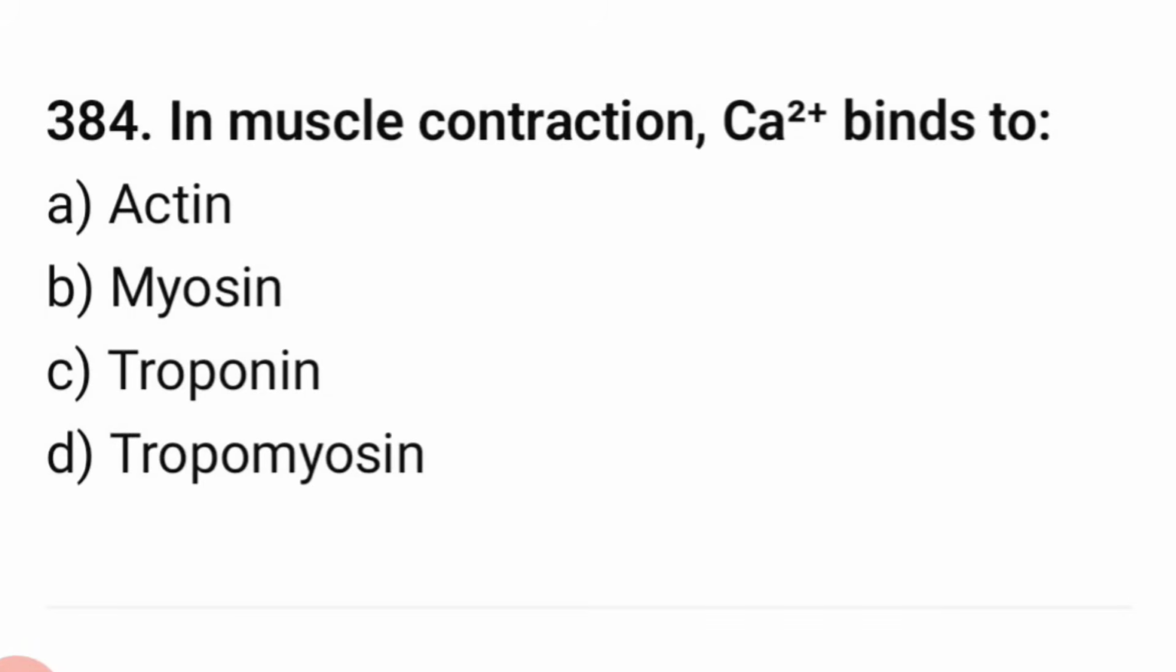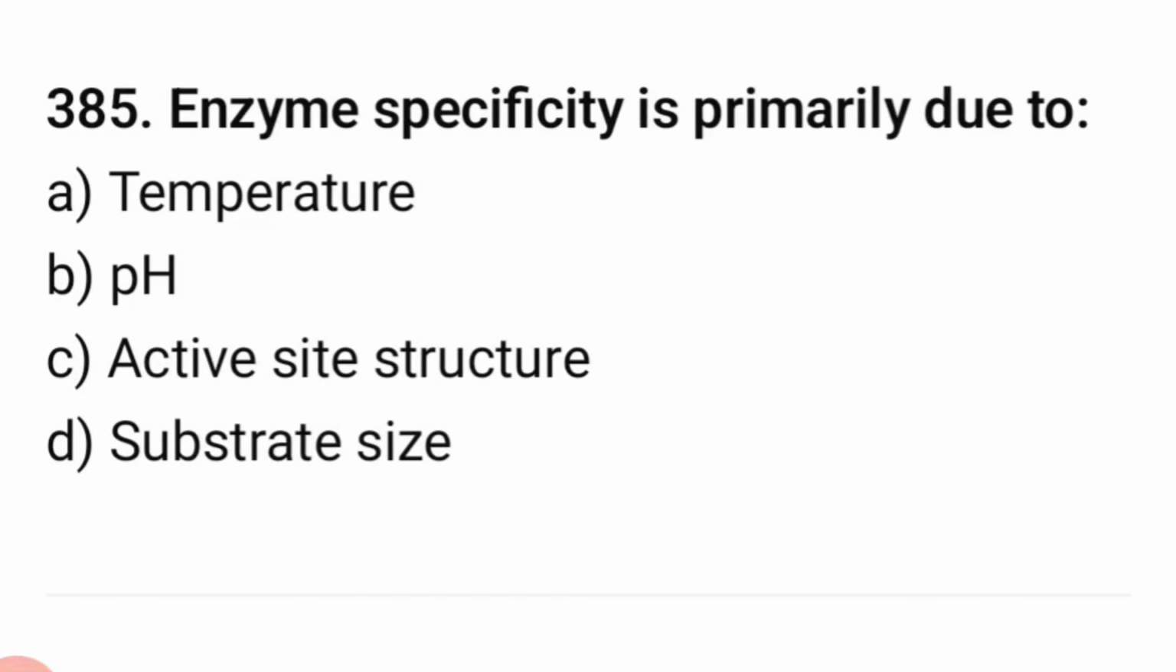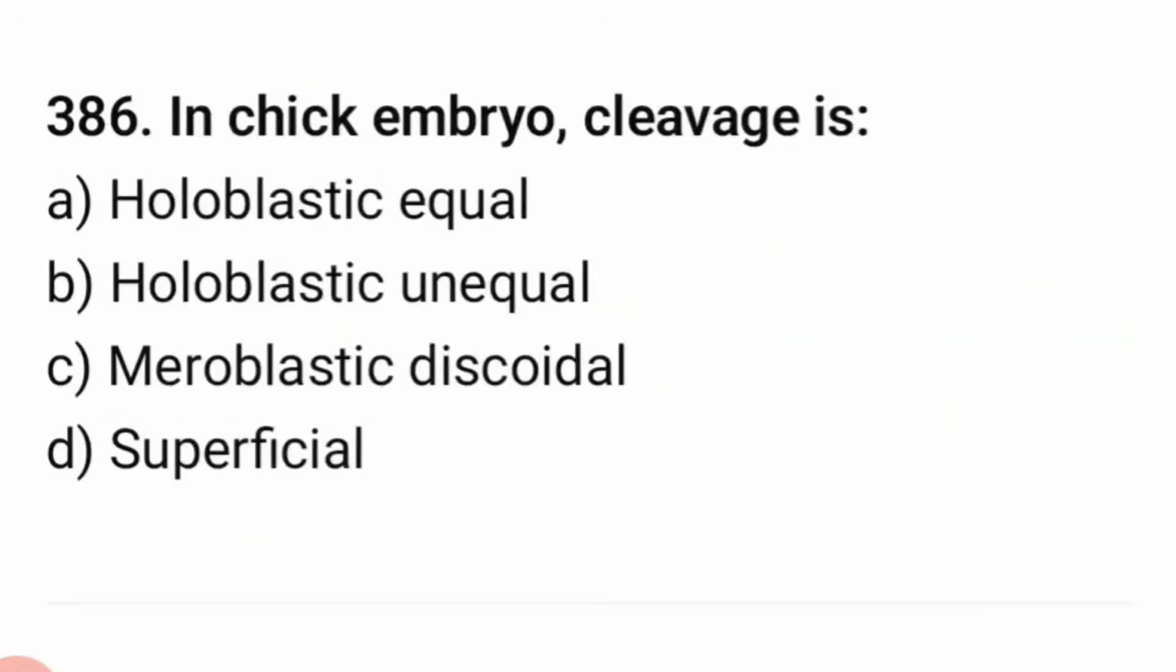Question 384. In muscle contraction, calcium ion binds to. Right answer is option C, troponin. Question 385. Enzyme specificity is primarily due to. Right answer is option C, active site structure. Question 386. In chick embryo, cleavage is. Right answer is option C, meroblastic discoidal type.